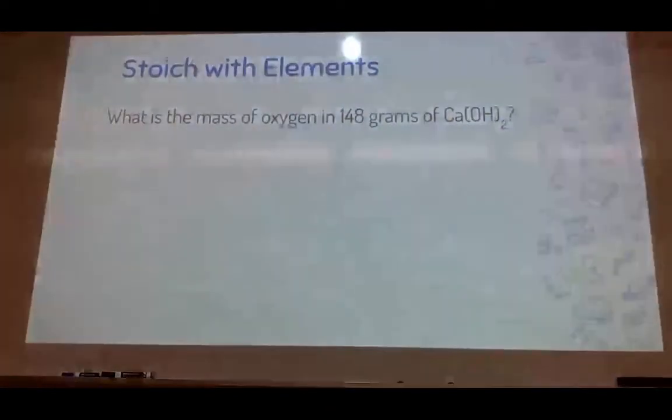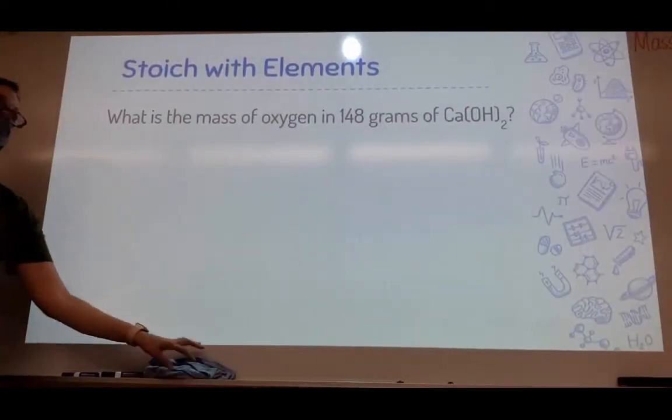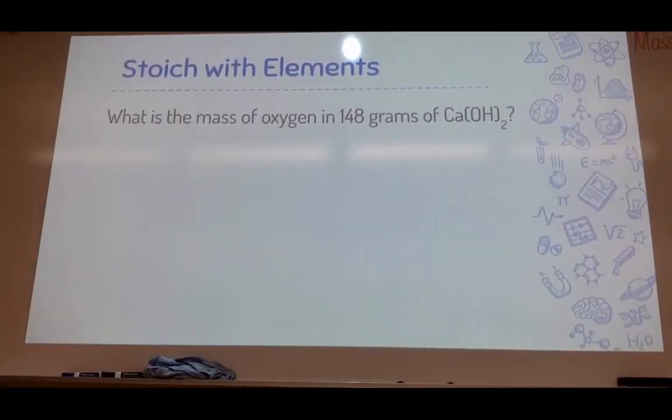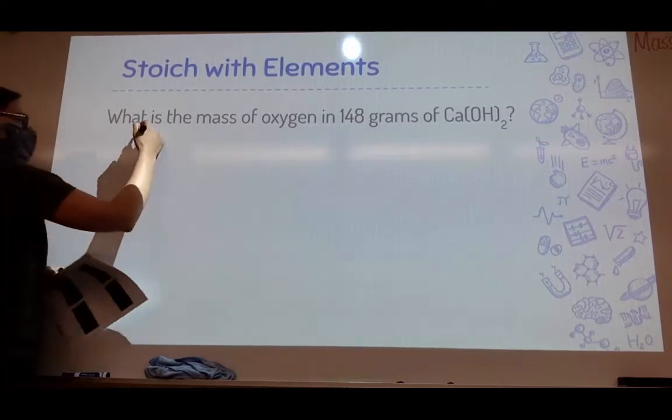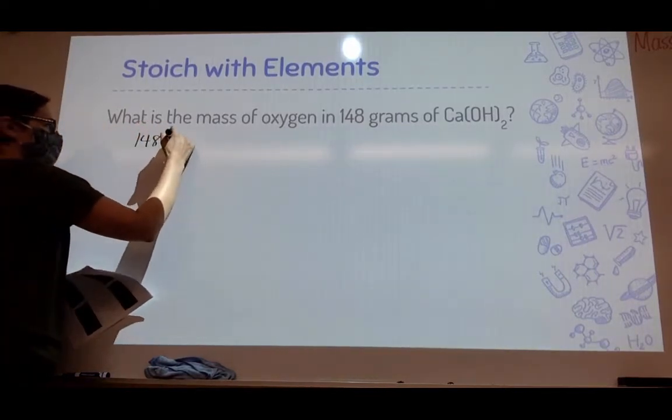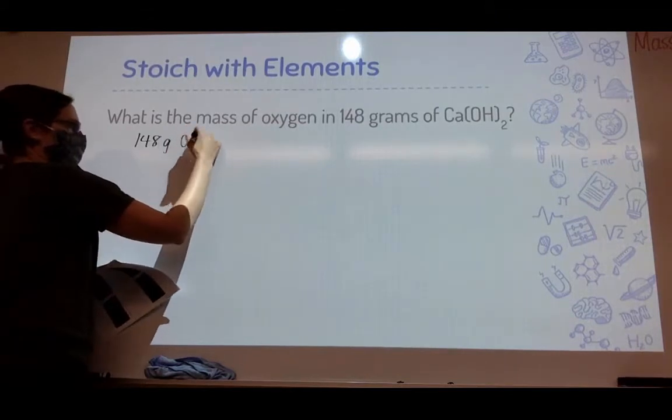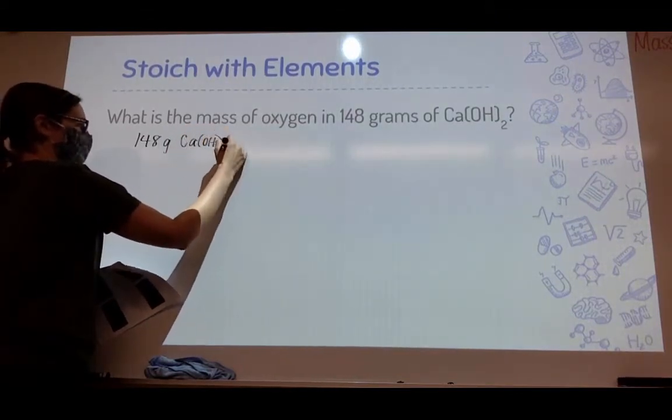then you can reduce. So now looking at stoich, what is the mass of oxygen in 148 grams of calcium hydroxide, CaOH2? So when it comes to anything with stoich, always start with your given piece of information. Even if you have no idea what to do, start with your given piece of information. So my given was 148 grams CaOH2.